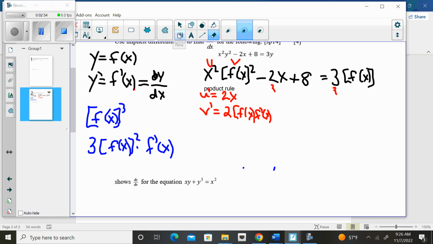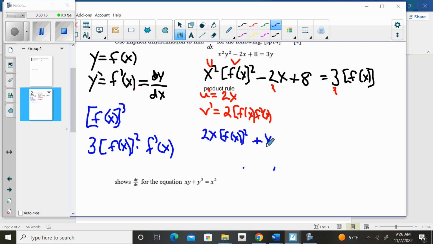Okay, so starting off here, we would have u prime v, 2x times f of x squared, derivative of the first times the second unchanged, plus the first unchanged times the derivative of the second, which is, gosh, so cumbersome to write all that. I can't wait to just switch over to y and y prime. Okay, but here's the derivative of the second in this f of x notation.